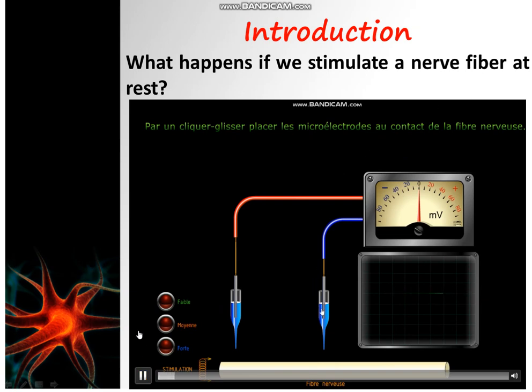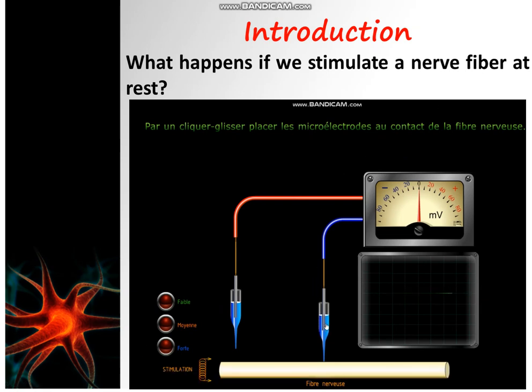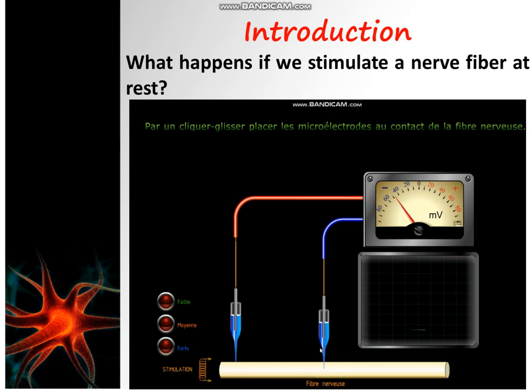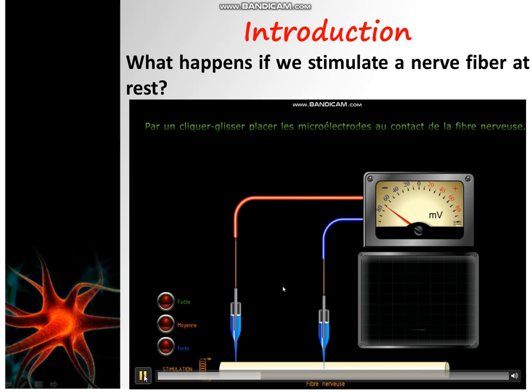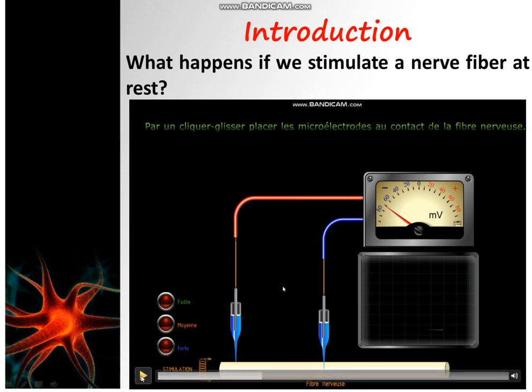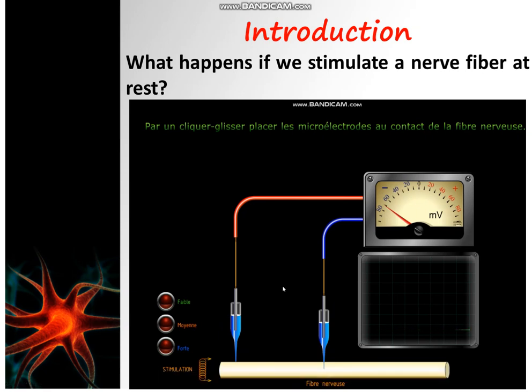We use a voltmeter having two microelectrodes. If we keep the two microelectrodes outside, the voltmeter records 0. But if we introduce one of them into the nerve fiber, the voltmeter records -70 millivolt, which means that the nerve fiber is at rest. Now, what happens if we stimulate the nerve fiber with a given intensity of stimulation?